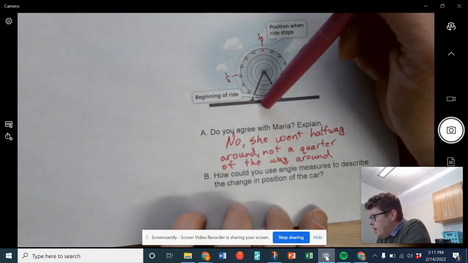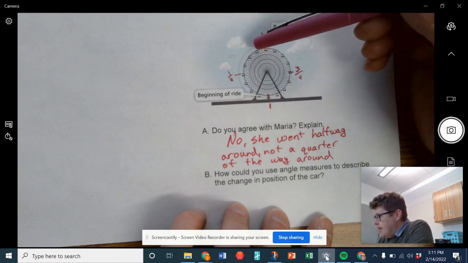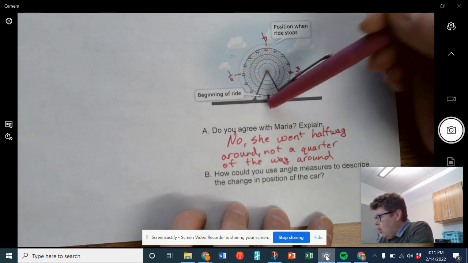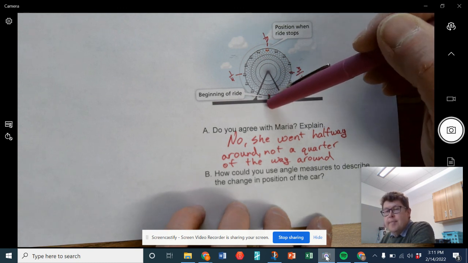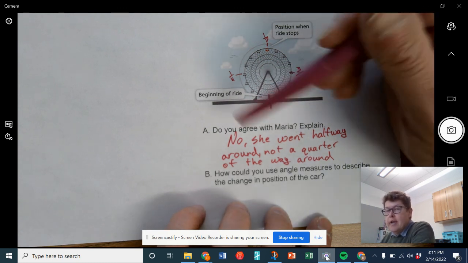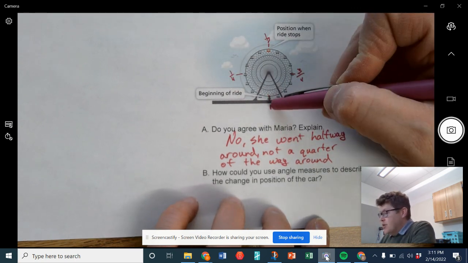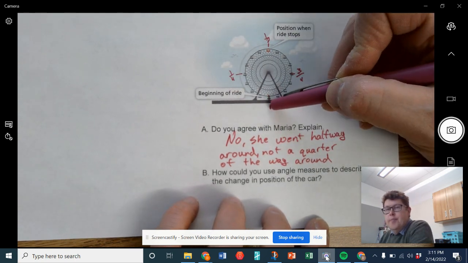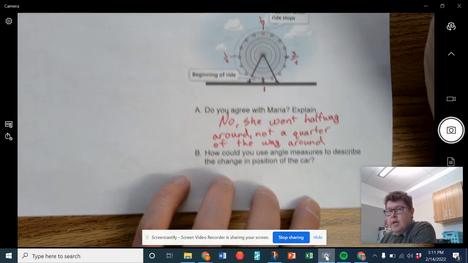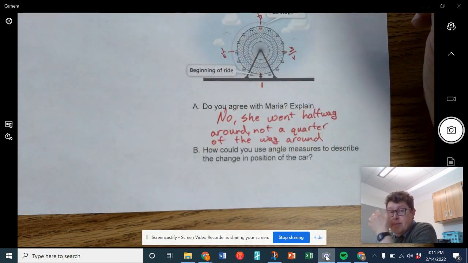this girl Maria, right? She says she got so that's a quarter, that's a half, that's 3/4, and that's all the way around back to the beginning. So it's either 0 or 1, kind of depending on where or when you're looking at it in terms of the rotation. At the beginning it's 0, but after she's rotated, it's a full whole or 4/4, right? So I could use angle measures to describe the change in position of the car.